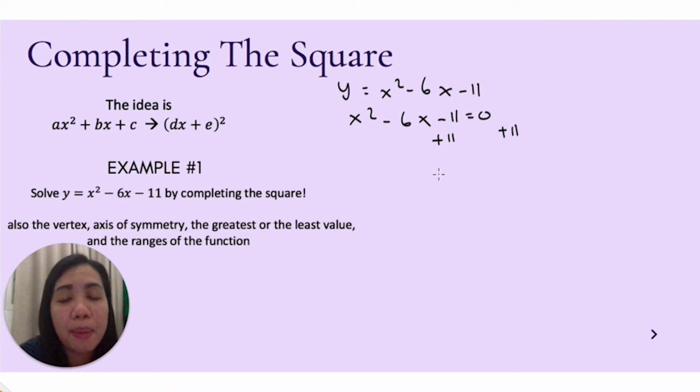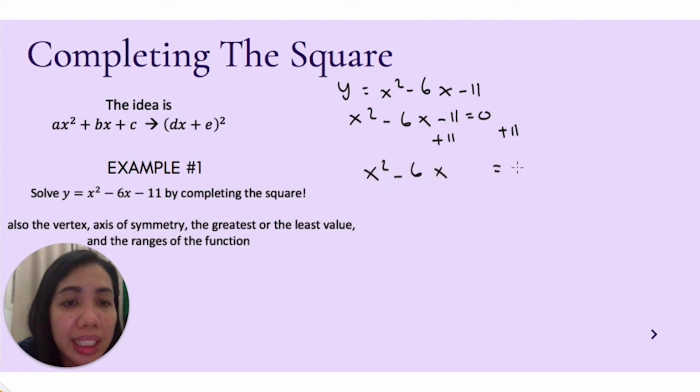Why do we need to treat both sides in the same way? This is an important thing that you have to pay attention to: if we treat something on the left side, we also have to treat the same thing on the right side. Why? Because we don't want to change the value, we only want to change the expression. So in here we have x squared minus 6x equals to 11.